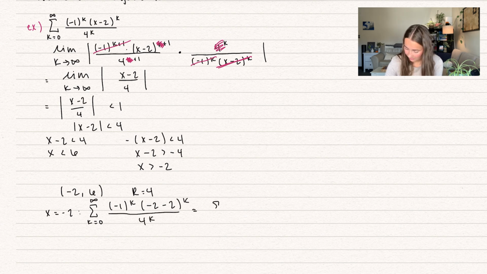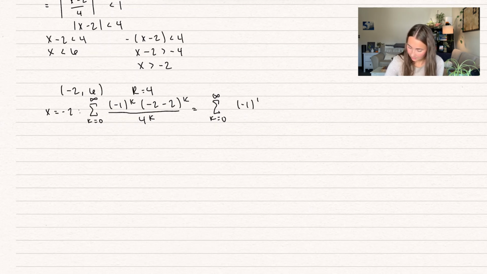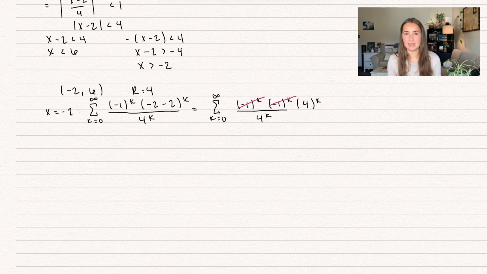So let's go ahead and simplify this. We get the summation k equals 0 to infinity of (-1)^k times (-4)^k divided by 4^k. So here, (-4)^k, I can split that into (-1)^k and then 4^k. So here we can see what cancels, right? These two cancel each other out because -1 times -1 is always going to be +1, and +1 times +1 is always going to be +1. And then the 4^k also both cancel each other out. So we're left with the summation of k equals 0 to infinity of 1.